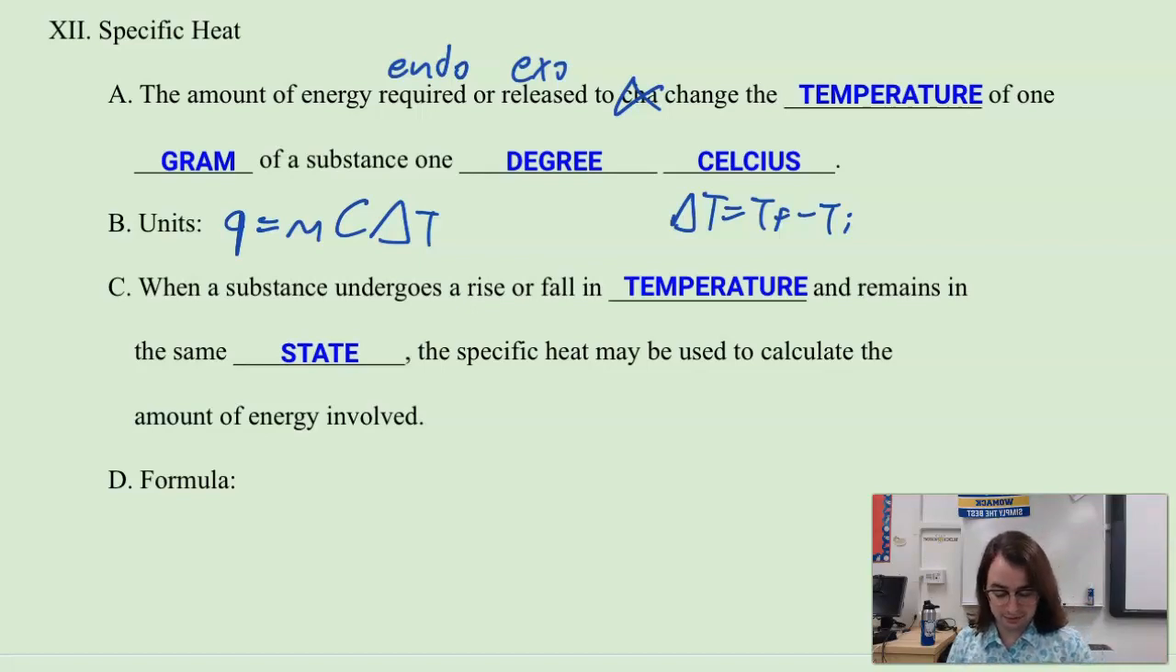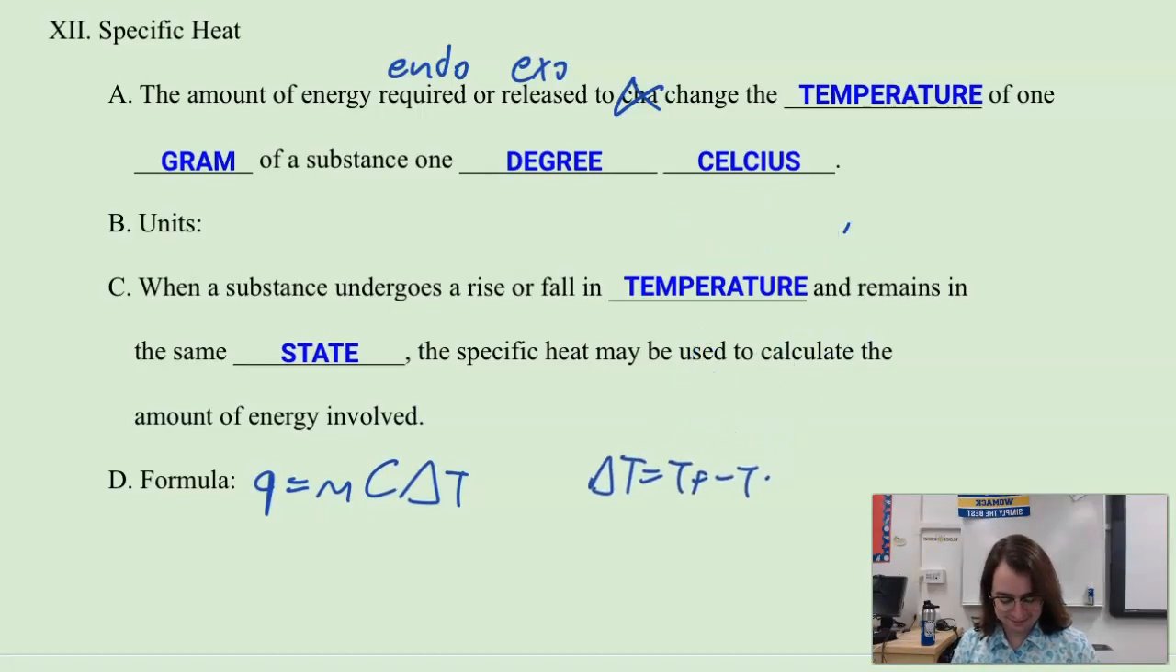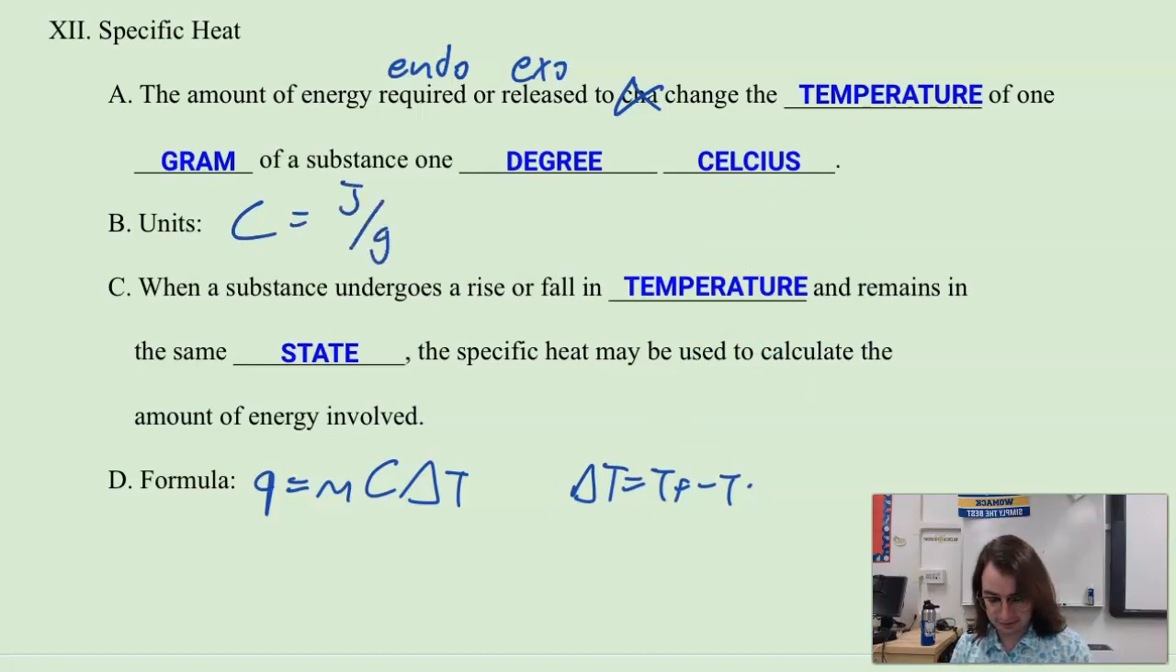I wrote the formula in the section for the units, so let's slide that down. Sorry for all of you writing in pen. The units for specific heat are, let's see, C is our value for specific heat, and it is in joules over grams times degrees Celsius. There we go. Now we are all good.